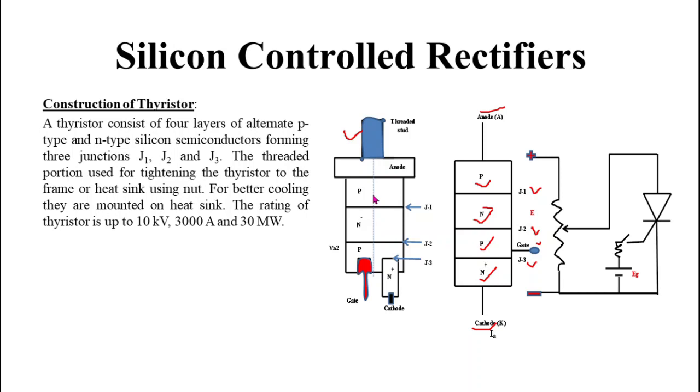SCR has these 3 terminals and the anode cathode potential is applied through this circuit and the gate cathode potential is applied through this circuit. Here the EMF is EG and positive gate current is applied to the gate terminal using this circuit. So this circuit is used to get the VI characteristics of thyristor. Now we will study the VI characteristic of thyristor.